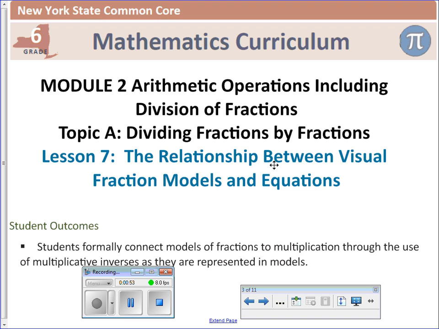So today we're going to look at transitioning from those models to equations. And those equations might look familiar from a trick or a shortcut you used in elementary school, but today we're actually going to understand what that means. Okay, and you're going to figure out the equation from the models.